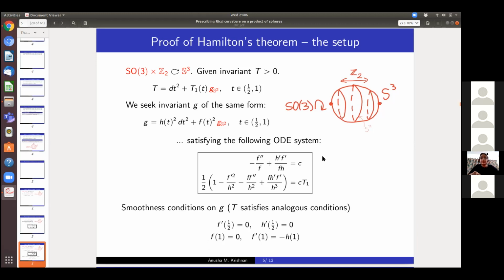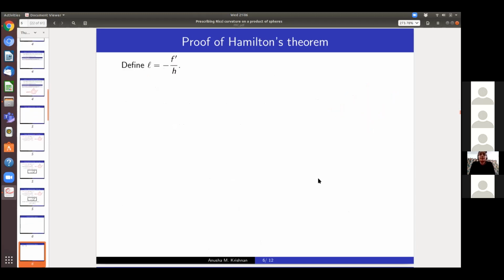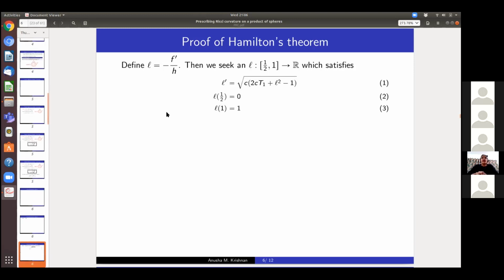So now, this existence question for this ODE system and two functions. Hamilton's idea is very neat, but perhaps somewhat ad hoc: to introduce this new function L, which is negative f prime on H, and look at the ODE satisfied by that. So we seek a function L satisfying the following ODE with the following boundary conditions, translated from the boundary conditions satisfied by F and H.